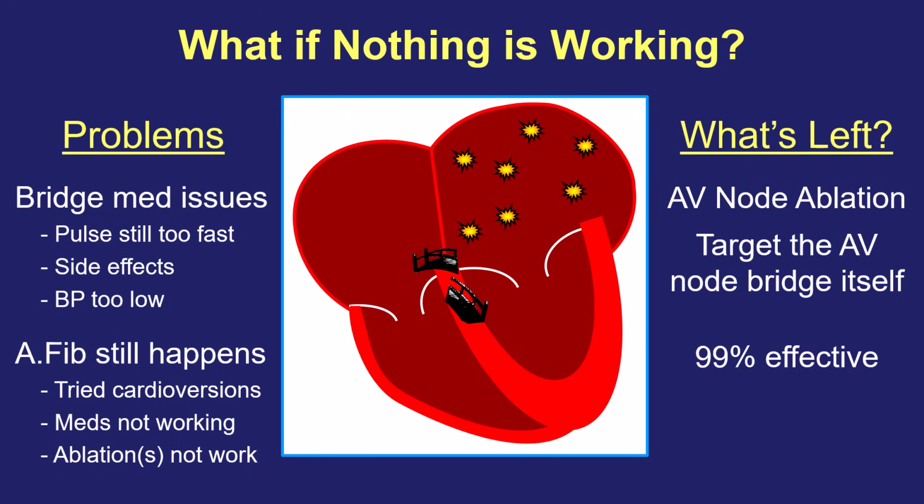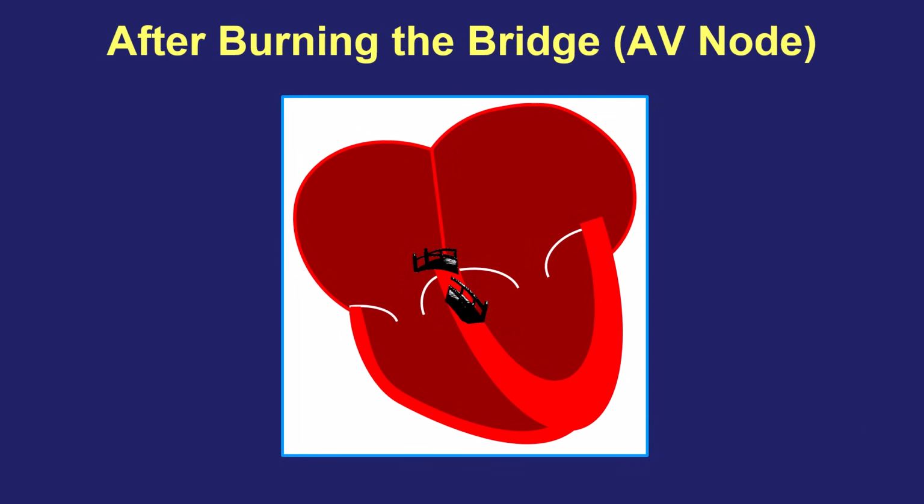It's very easy for us to do this. It's over 99% effective. It's very easy. It's very quick. It's very safe, and it's permanent. But what is the downside of burning the bridge? When we burn the bridge, no signals can get from top to bottom at all, which is wonderful in terms of preventing a fast or irregular pulse. But the downside is now nothing is telling the bottom chambers to beat.